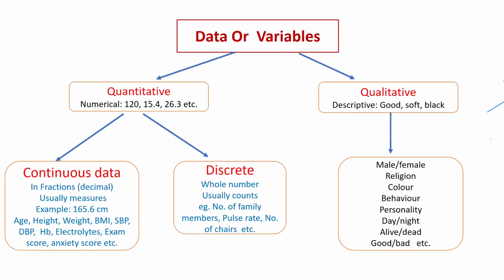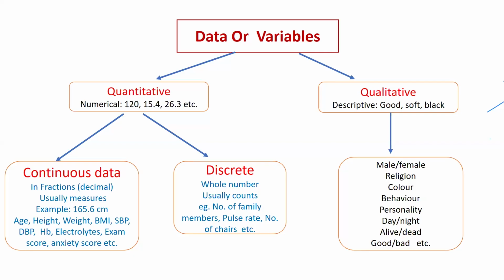Now we come to qualitative data. It is also called categorical data. So this is male, female, religion (Hindu, Muslim, Sikh, Christian), color (black, white), behavior, personality (introverted, extroverted), day, night, alive, dead, good, bad, improved, not improved. So these are called qualitative or categorical data.